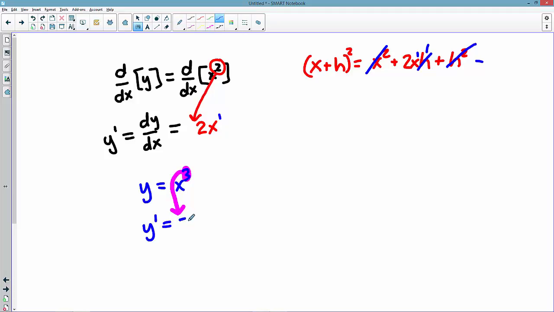And I get 3x, and then I drop this by 1. So 3x squared, right? And you can see in the book, we have a formal little formula for this, but it's really just put this coefficient here, drop the power by 1.